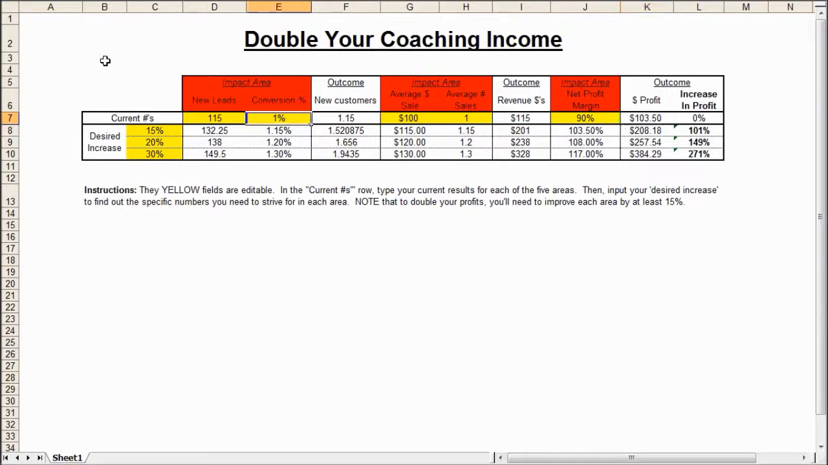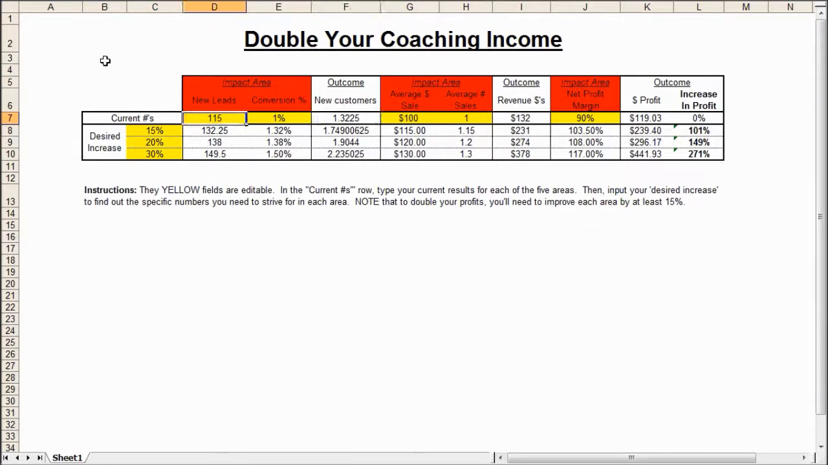Then, if we increase the rate at which we're able to convert those people by the same amount, by 15%, then this becomes 1.15. This now all of a sudden increased again. So not only are you getting more leads, but you're also converting them at a higher rate.